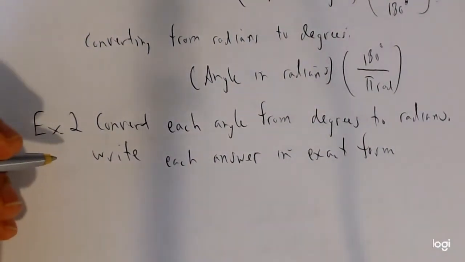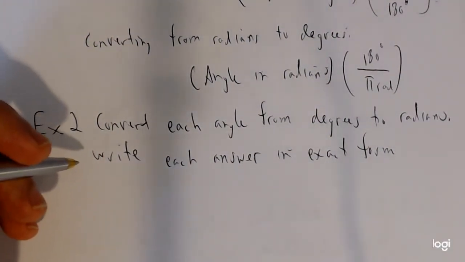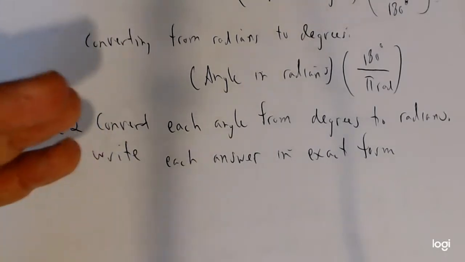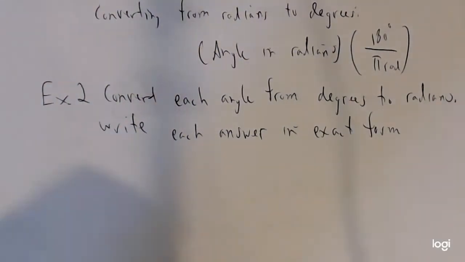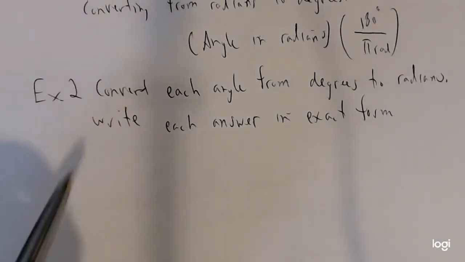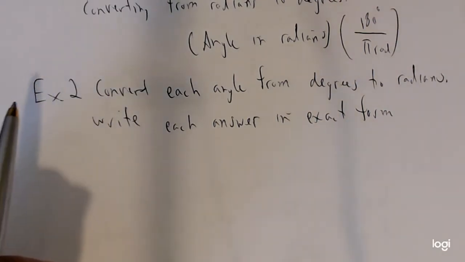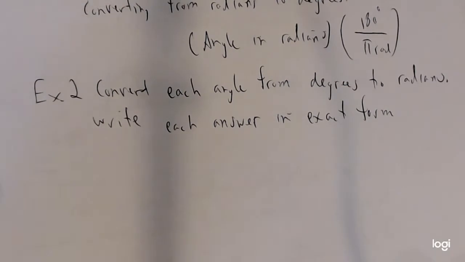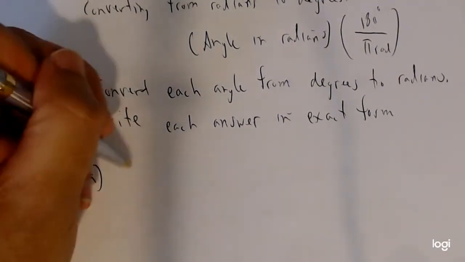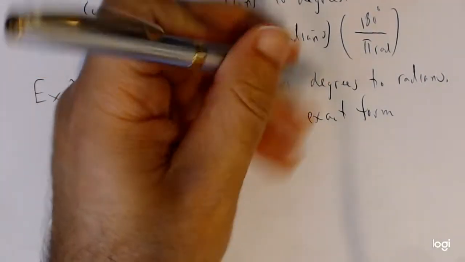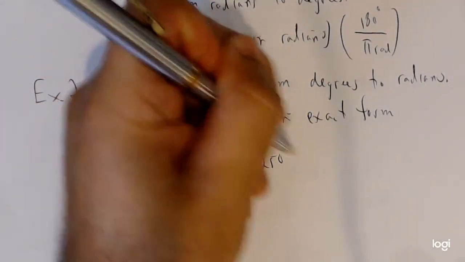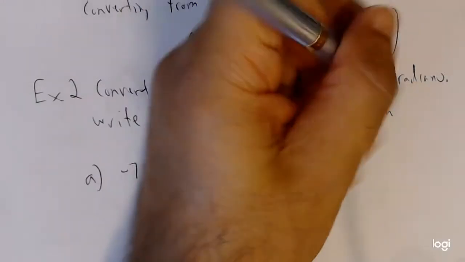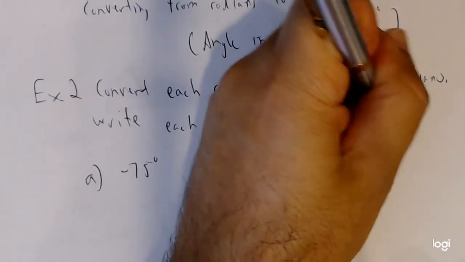So if we say write each answer in exact form, that means I want to leave my answer in terms of pi. Okay, so if it says write it in approximate form, then you'd use your calculator and approximate it or round it to the nearest whatever they want you to round to. So if I have A is negative 75 degrees, B is 250 degrees and 12 minutes, C is 135 degrees.